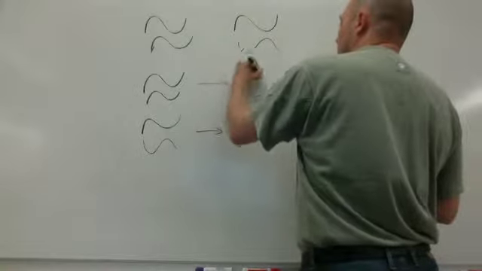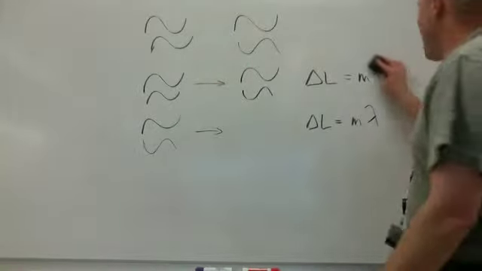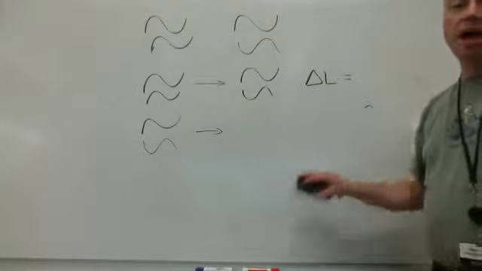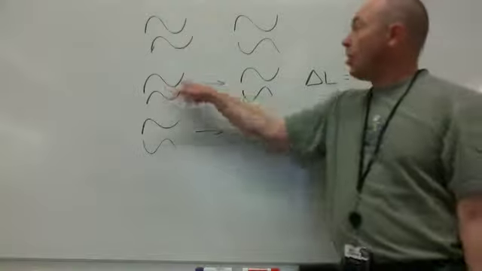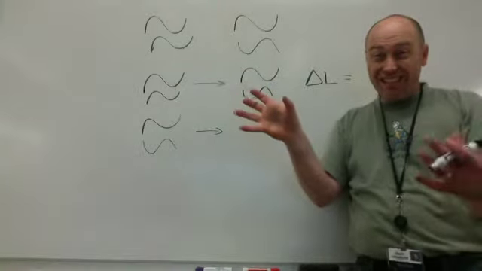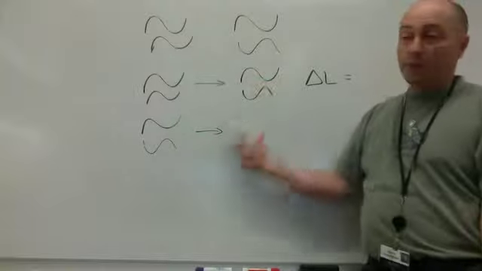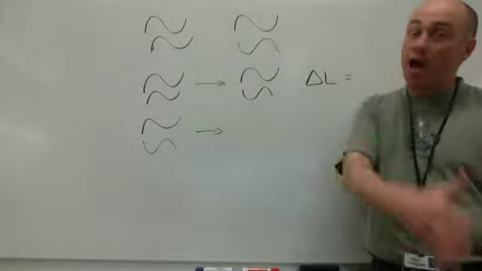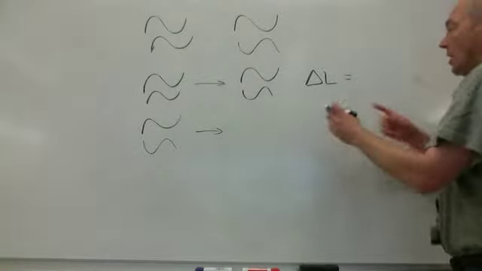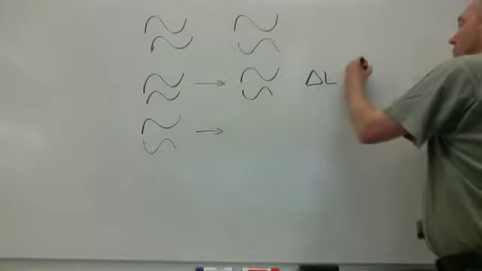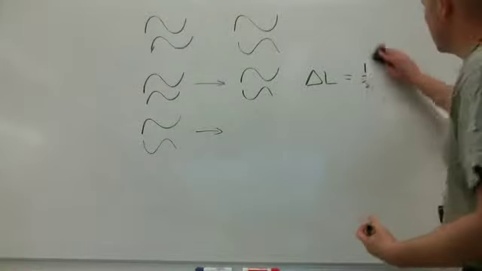Whereas if I was going in phase to out of phase, then my path difference has to be off by a half a wavelength. And that should make sense, because one of these waves has to get shifted by a half a wavelength. Well, how would that happen? Your path difference has to be off by a half a wavelength.